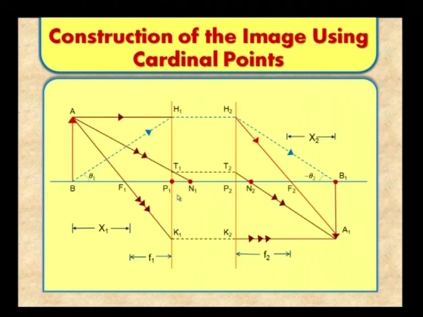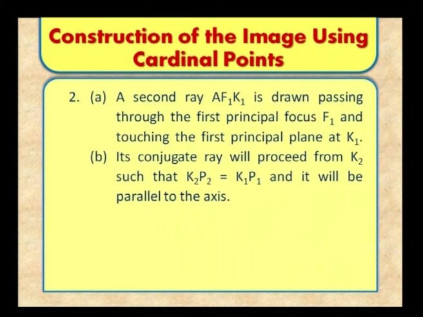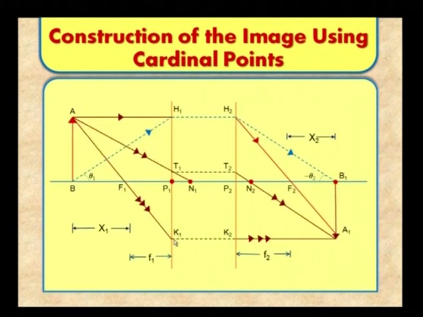So, K1P1 and K2P2 should be equal. Similarly, H1P1 should be equal to H2P2. That is what we told earlier. And so, now K2P2 should be equal to K1P1, and the ray will be parallel to the axis and arrive at the point A1. K1 and K2 are conjugate points. From K2, the light ray will arrive parallel to the optic axis at a point A1.